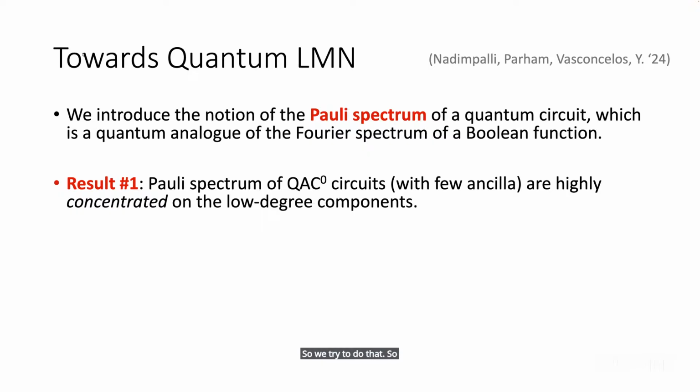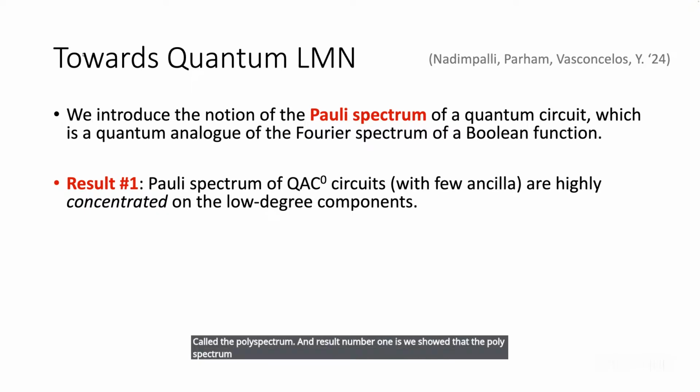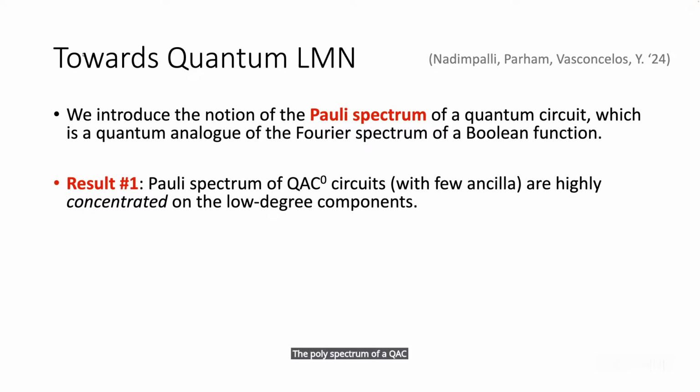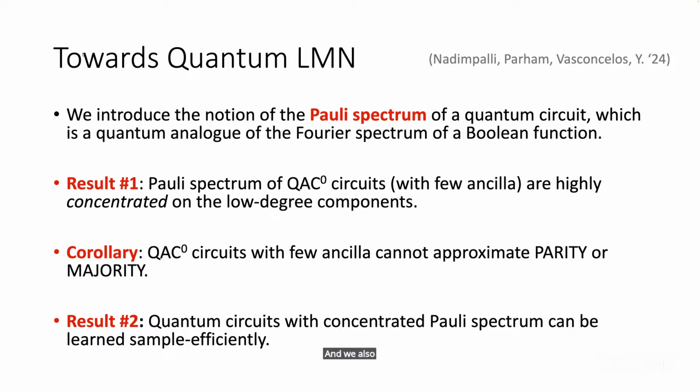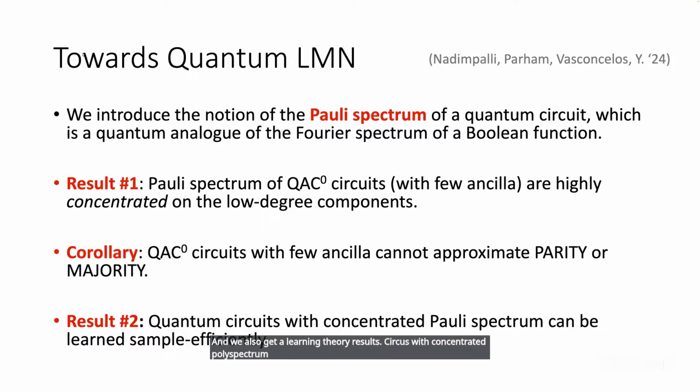This is joint work with Michelle, my colleague who's at MIT now, my student RM, and Francisco Vasconcelos, who's at Berkeley. We introduce a quantum analog of the Fourier spectrum of a quantum circuit called the Pauli spectrum. Result number one is we show that the Pauli spectrum, when you define it in the right way, of a QAC0 circuit with some conditions, and I'll say more about that in a second, also has a nice spectral concentration. As a corollary, using the same proof by picture, this already tells us that QAC0 circuits with such conditions cannot approximate parity. We also get a learning theory result: quantum circuits with a concentrated Pauli spectrum can be learned sample efficiently.